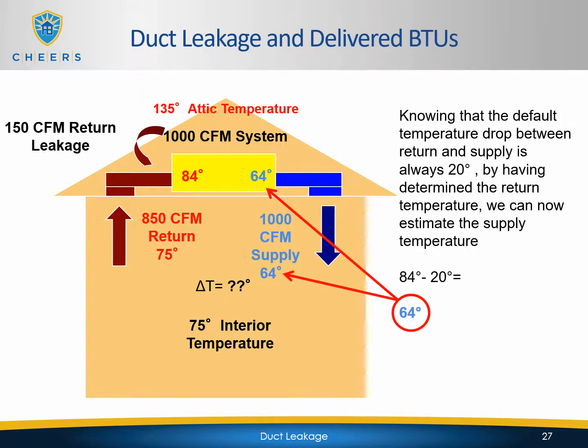As we mentioned earlier, knowing that the default temperature drop between return and supply is always 20 degrees, by having determined the return temperature, we can now estimate the supply temperature. So 84 minus 20 equals 64, and that's going to be our supply temperature, 64 degrees.